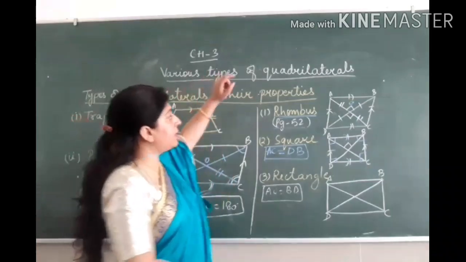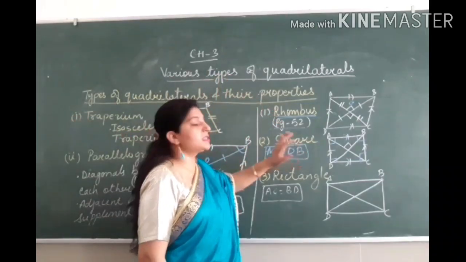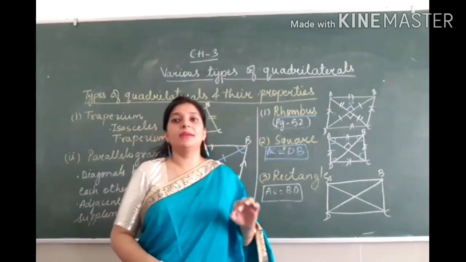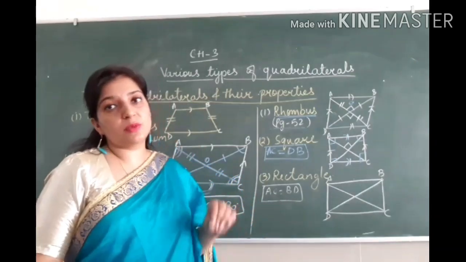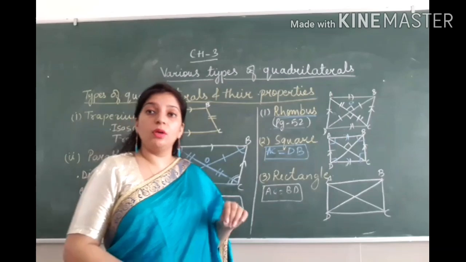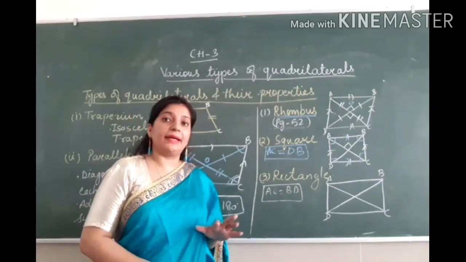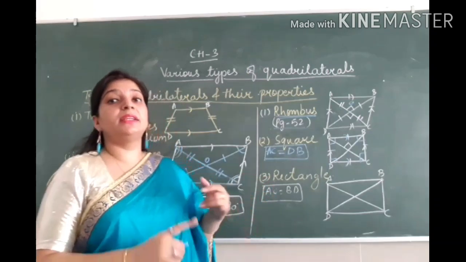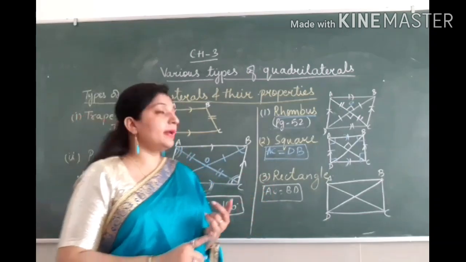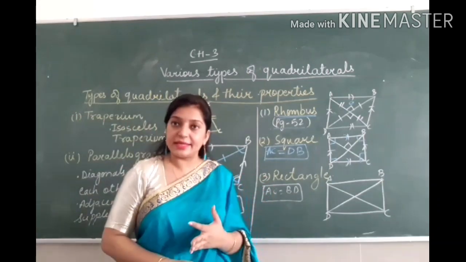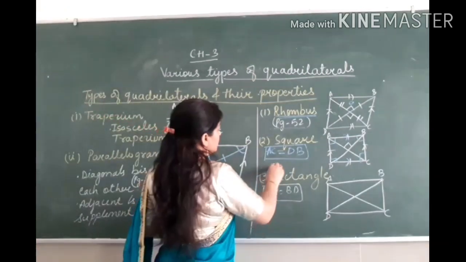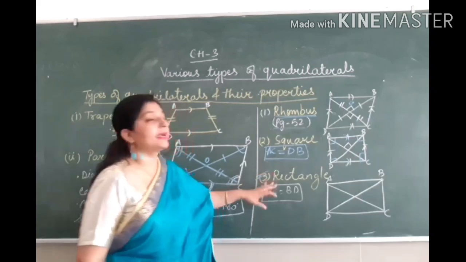So you can remember, in a rhombus and also in a square, the diagonals bisect each other at 90 degrees. Students, this property is going to help you a lot in your further questions. So kindly go through it and remember it, that the diagonals of the square and rhombus bisect each other at 90 degrees.